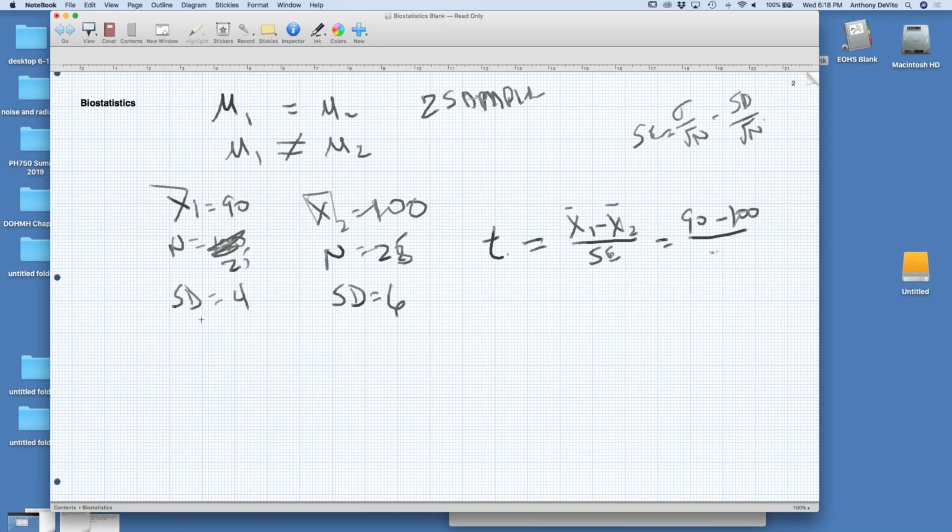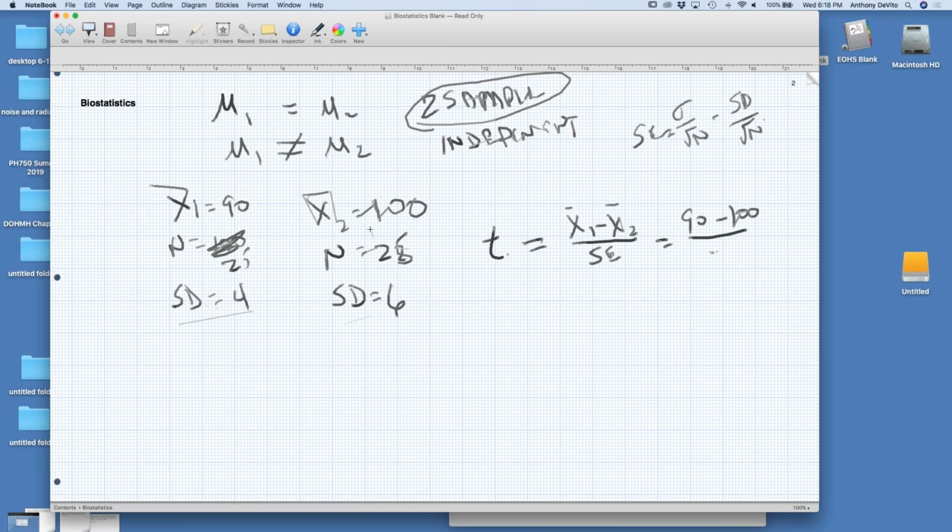But wait a second. I have two standard deviations. Which one do I use? And I have two sample sizes. Which one do I use? Right? So now we have to take another approach to this. Okay, so now this is a two-sample t-test, also called an independent samples t-test.